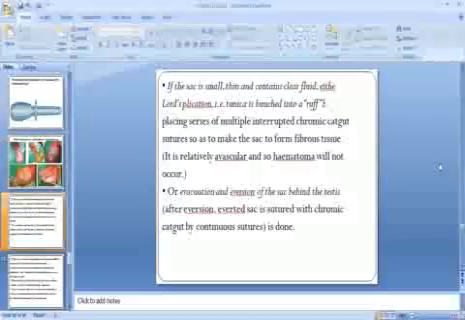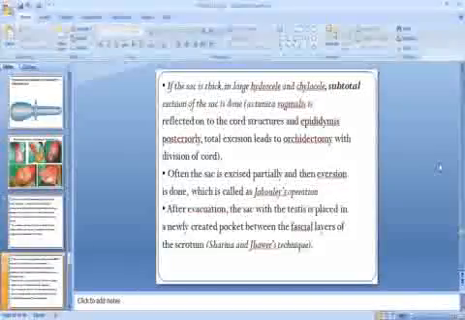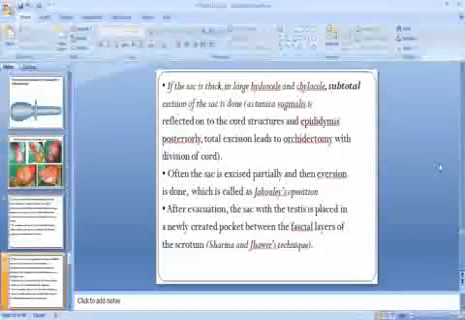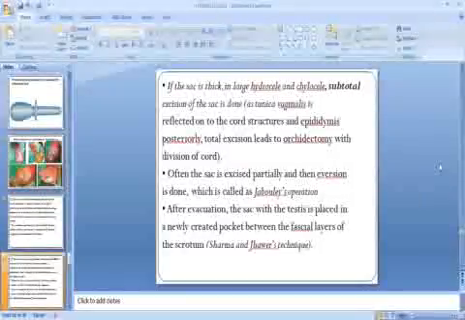After eversion, the sac is sutured with chromic catgut by continuous suture. If the sac is thick, with large hydrocele and chylocele, subtotal excision of the sac is done, as the tunica vaginalis is reflected on the cord structures and epididymis posteriorly. Total excision leads to orchidectomy with division of the cord. Often the sac is excised partially and then eversion is done, which is called Jaboulay's operation.